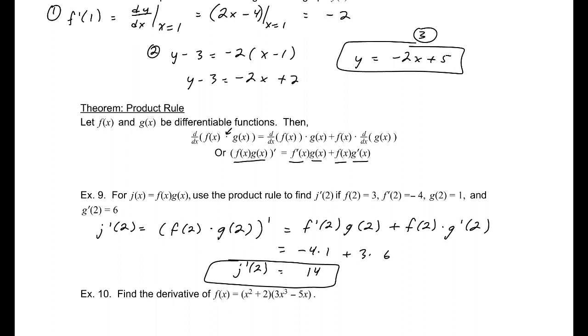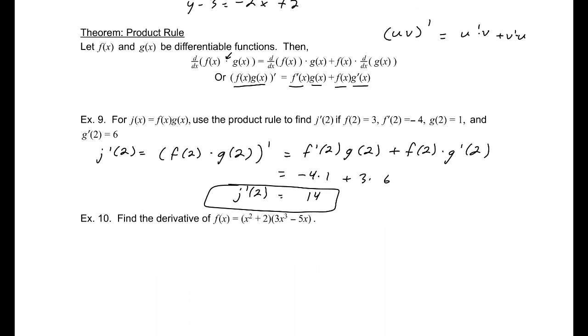Now, I'm going to write this rule another way. A lot of times you might see it written like this: uv prime equals u prime v plus v prime u. That's just another way that I often see it written with u's and v's.